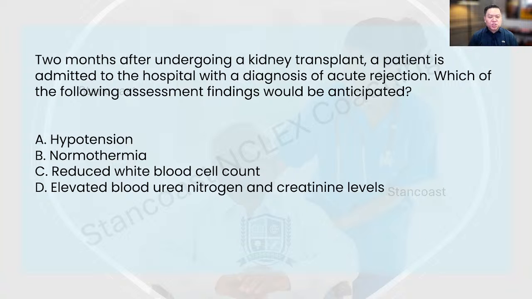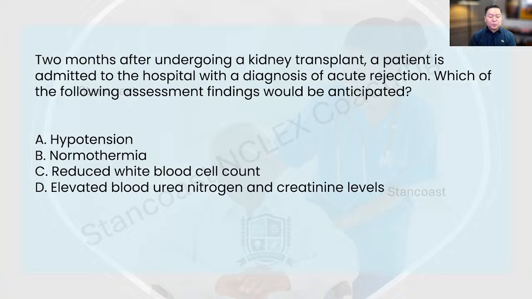Question number 3. 2 months after undergoing a kidney transplant, a patient is admitted to the hospital with a diagnosis of acute rejection. So which of the following assessment findings would be anticipated? Again, 2 months after undergoing a kidney transplant, a patient is admitted to the hospital with a diagnosis of acute rejection. Which of the following assessment findings would be anticipated?